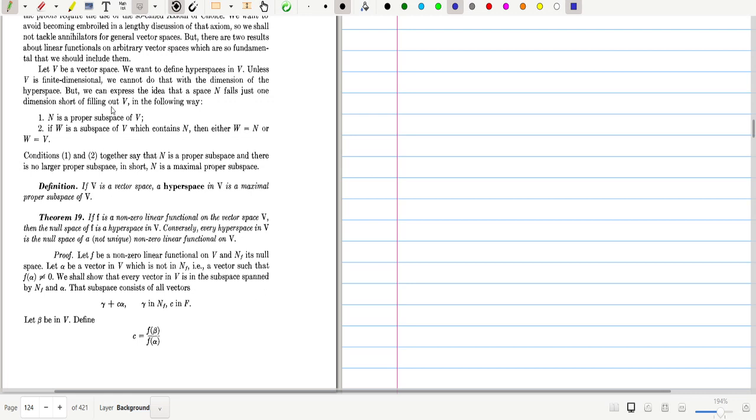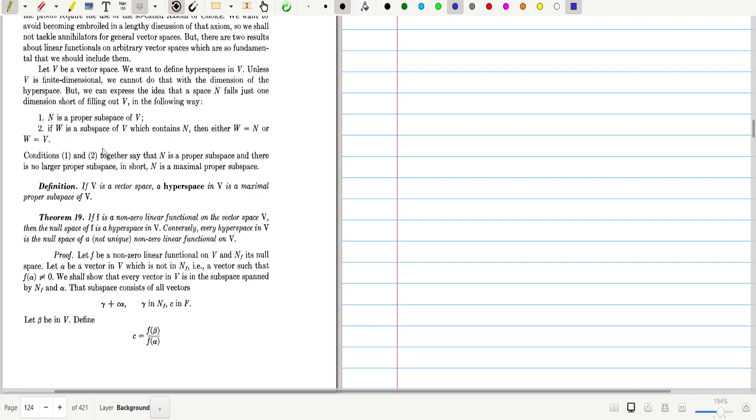Hi all, today we discuss the hyperspace again. We have already seen the definition of hyperspace in the finite dimensional case. If we use a finite dimensional vector space, say n dimensional, then any subspace of dimension n minus 1 is called a hyperspace in the finite dimensional case. In this session, we will discuss the definition of hyperspace in an arbitrary space.